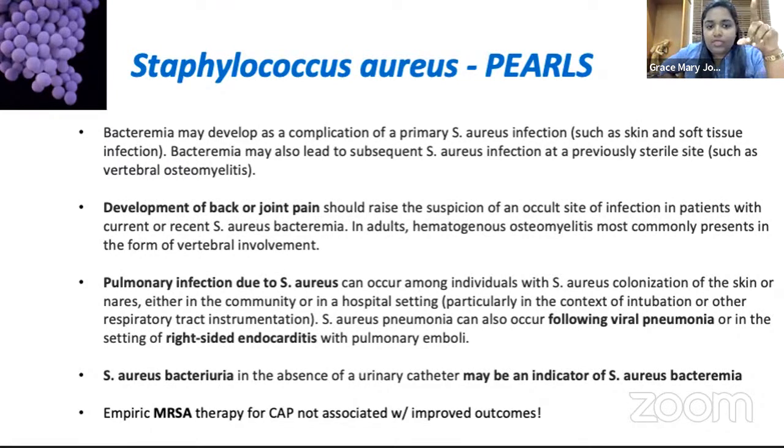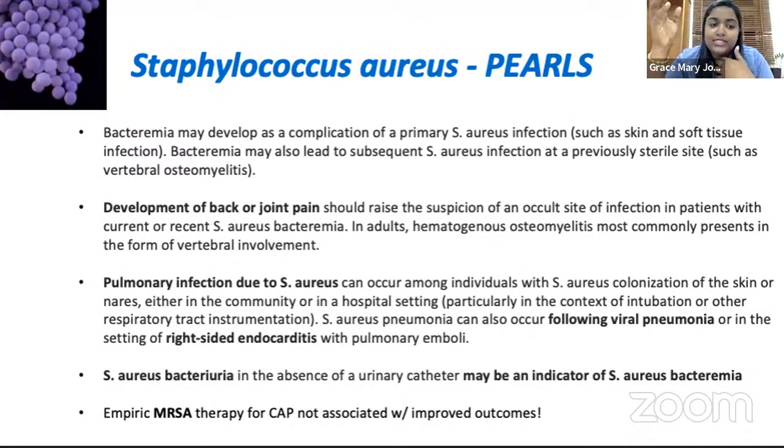And for pulmonary infection, this is something you usually get in board exams: following a viral pneumonia, if a patient comes to you with a necrotizing consolidation, always think of Staph. Staph can be the worst culprit that causes post-viral pneumonia.